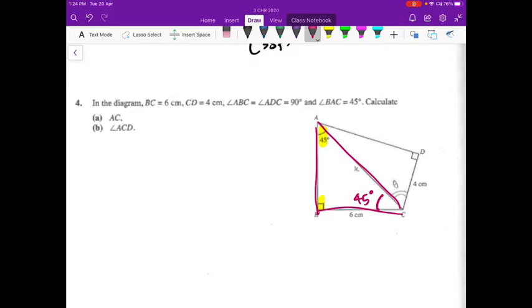So can you tell me what this length over here is? How much? 6 cm, okay, correct. Not that the question asked, but these are the things that we can tell. Did she really say 6 cm? Yes.